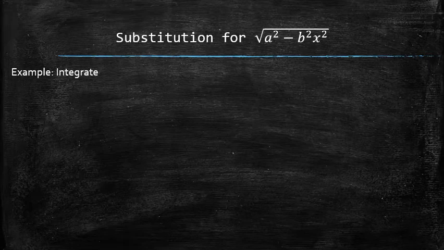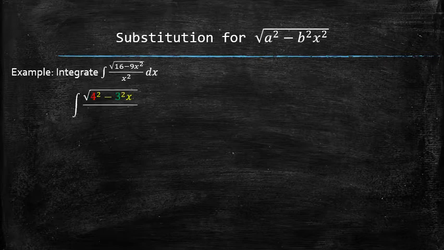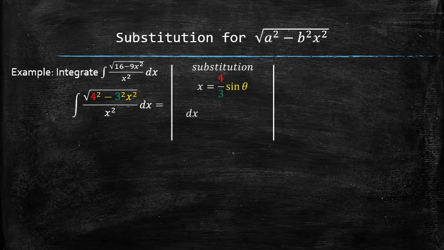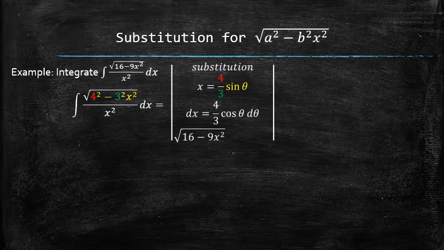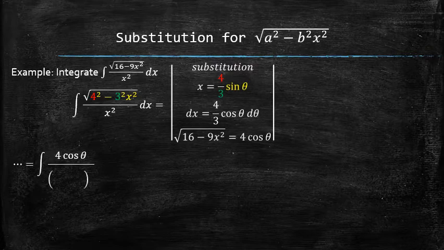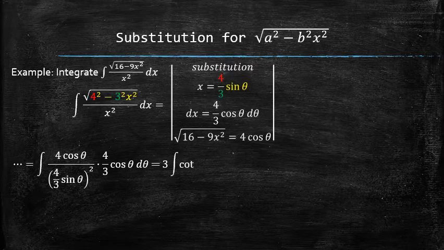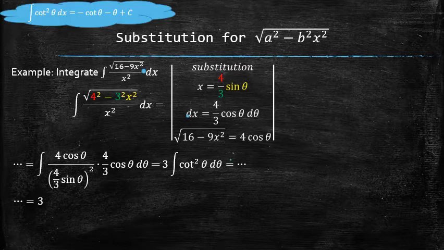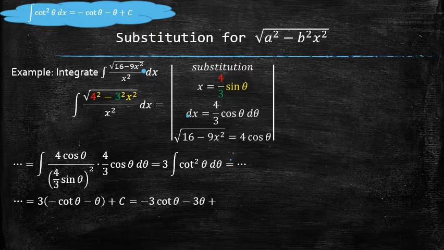Let's do an example. We first recognize the distinct pattern and set up the substitution by setting the variable x equal to 4/3 of sine of theta, and finding the differential of x and the radical expression in terms of theta. Next, we plug everything into the original integral and simplify so that we have nothing but a trigonometric function of theta left in the integrand. We continue with the process by finding and simplifying the antiderivative of the trigonometric function. And to finish the process, we need to replace theta with the original variable.